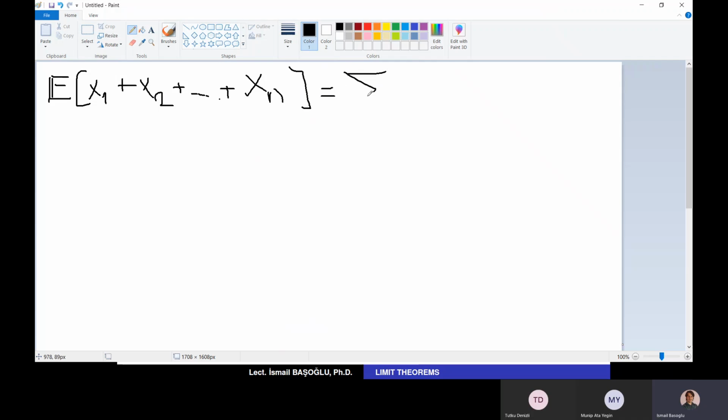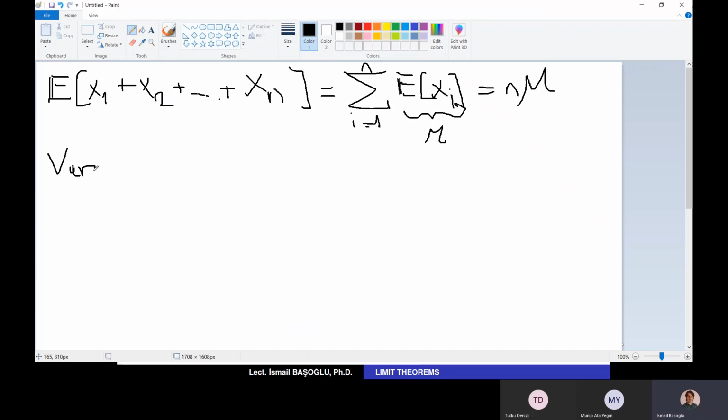It is just going to be equal to a summation, i from 1 to n, of individual expectations, right? The summation of individual expectations. And each individual expectation here is mu. And that is going to be n times mu. Okay?